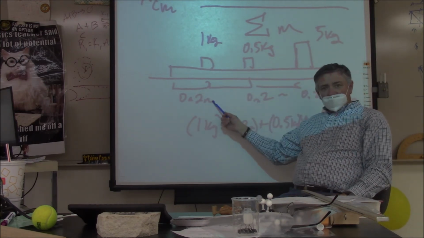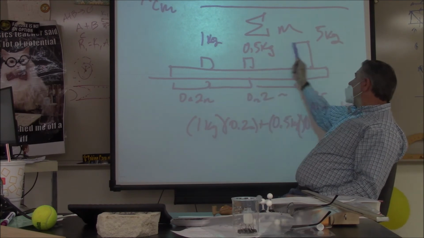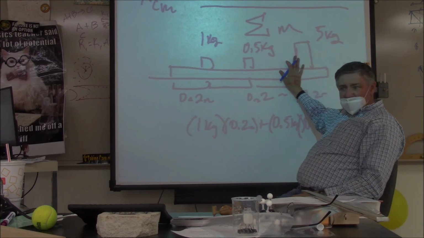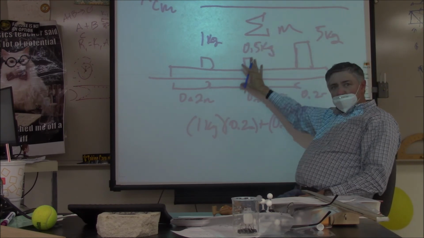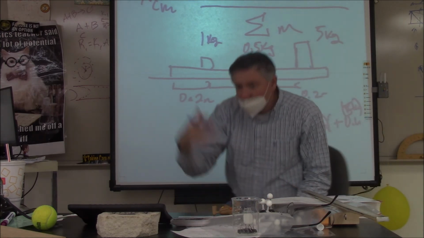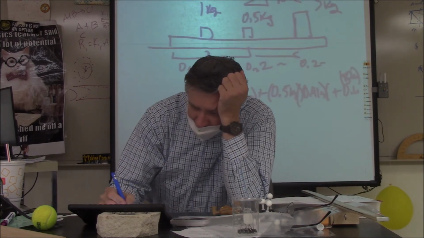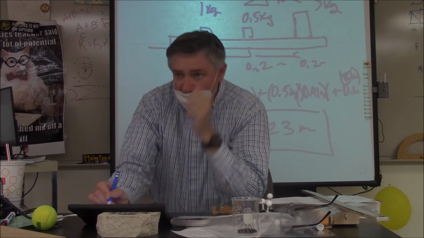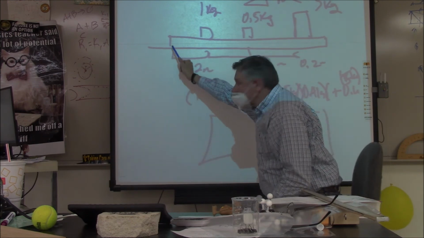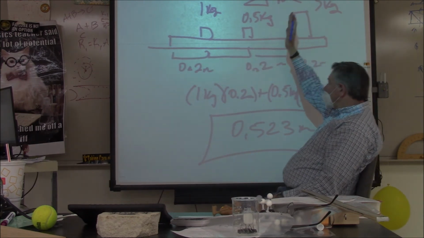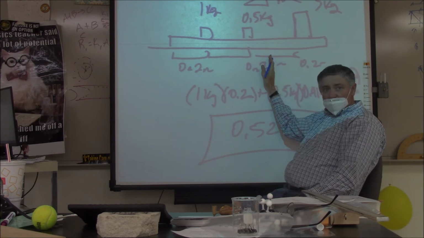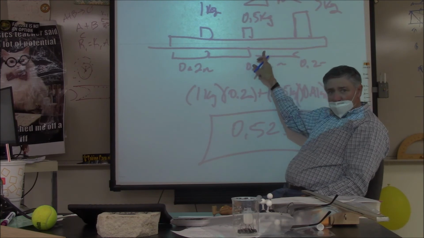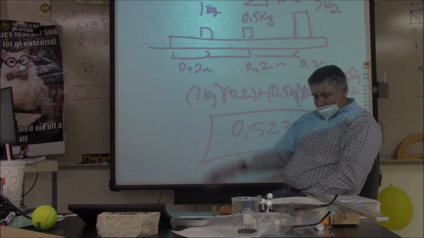Before we do any math, do you think the center of mass is going to be underneath the 1 kilogram, underneath the 0.5, or closer to the 5 kilogram? Closer to the 5. Yeah, that's where I've got my most mass. So what I'm trying to figure out is that point where this thing will balance out. Now, if you do all this math, to save us some time, you get 0.523 meters. So what this means is if you measure from this end out to 0.523, which would be about right here, this is where this thing would balance. So that's where you could put that fulcrum.